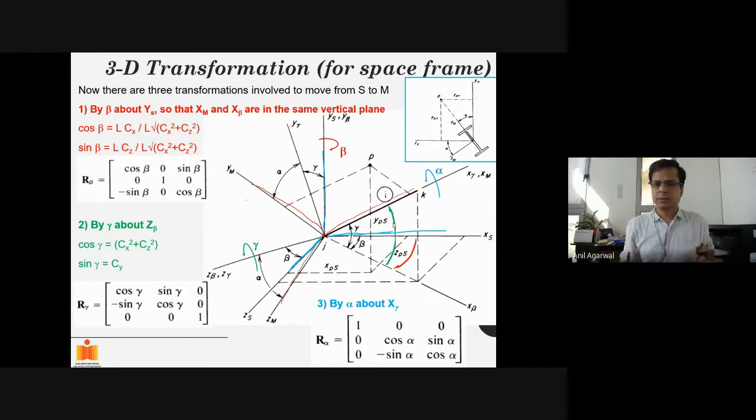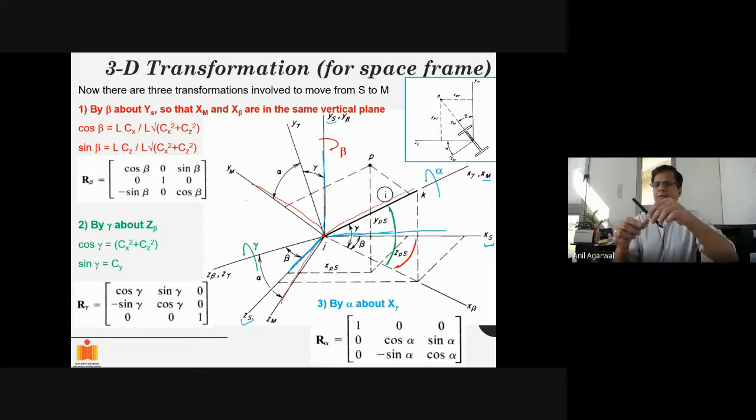Okay, so we will go step by step. First, our xm exists here, our xs exists here. xs is defining horizontal, right? So it's already in the horizontal. xs and zs together form the horizontal plane, and ys forms the vertical plane. So we will rotate our global or structural coordinate system about ys so that xs comes right under xm. That I can do, right?